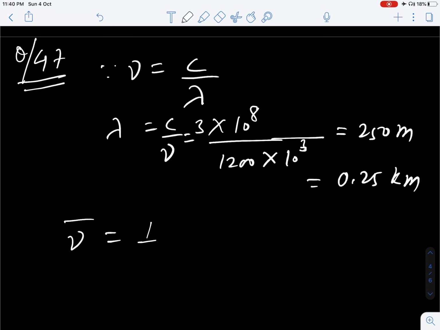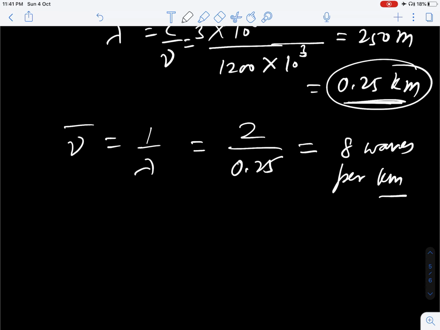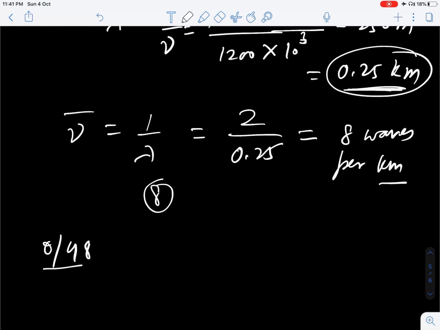So wave number is 1 by lambda. The length of one wave is 0.25 kilometer. So how many waves will be formed in 2 kilometer? Just divide 2 by 0.25. One wave is formed within 0.25 kilometer, so in 2 kilometer, 2 divided by 0.25, that is 8 waves per kilometer. So the correct answer is 8. Question number 48.